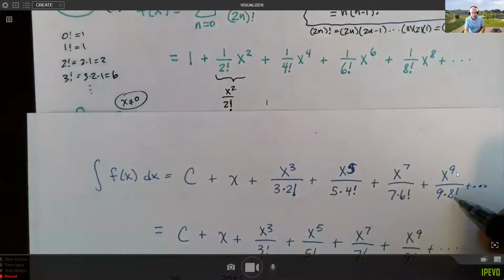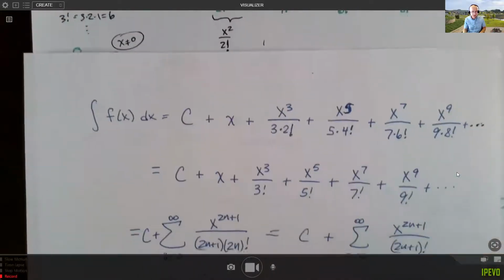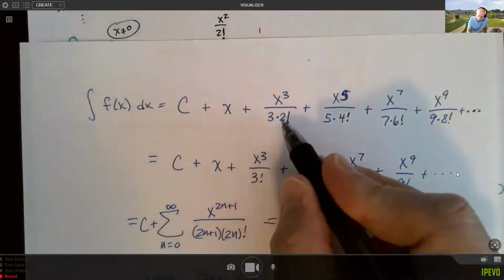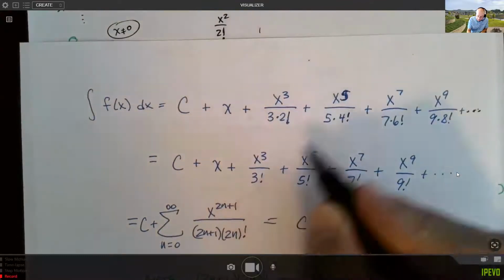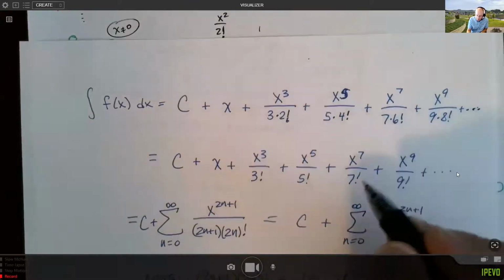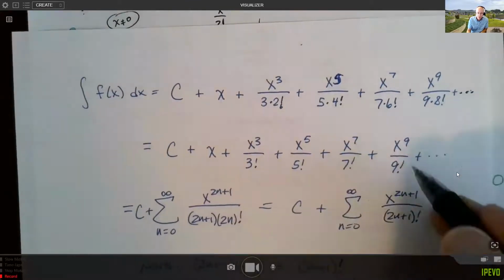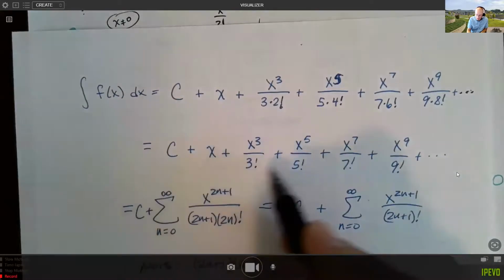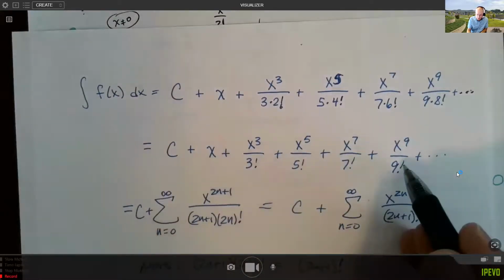So there's the integration. Now I can simplify these a little bit, because notice, what is 3 times 2 factorial? That's just 3 factorial. What's 5 times 4 factorial? That's just 5 factorial. What's 7 times 6 factorial? That's 7 factorial, and so on. So there's a nice way to write out term by term the integral of the function.